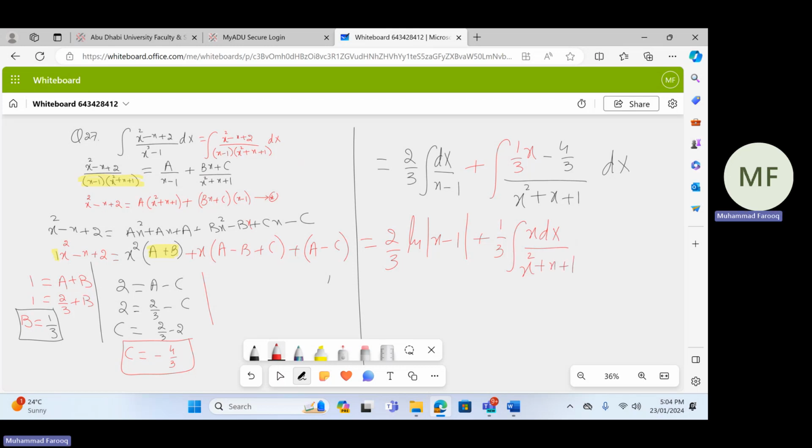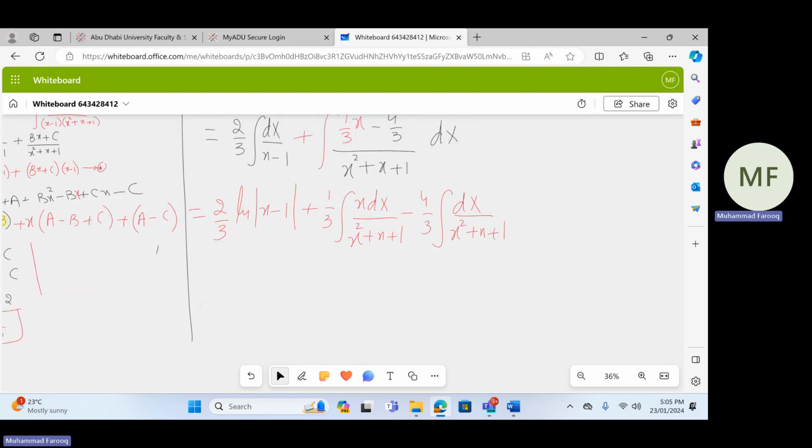Understand? This over this. Then minus 4/3 integrate dx divided by x squared plus x plus 1. Yes. Do you understand what I did? I just broke it. It's the same thing, this over this minus this over. Look at this. You substitute. Now, please tell me, do you understand how I broke it? Yes. Very good.